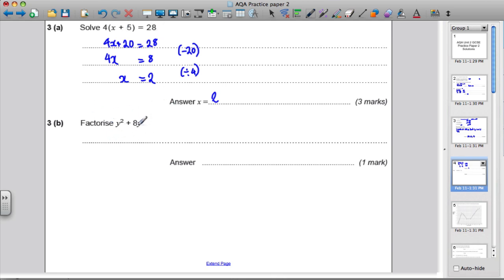Factorise y squared plus 8y. What divides into y squared and 8y? Well, a y does. Y squared divided by y is y. 8y divided by y is plus 8. Your answer is y, brackets y plus 8. Very simple.